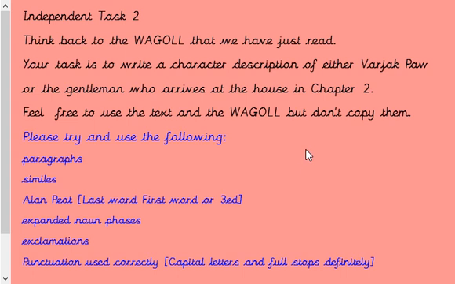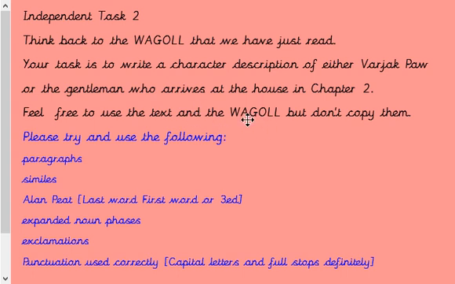Okay, the main part of this morning's lesson, I want you to think back to the Waggle that we've just read. If you're in school, you've got a copy in front of you. If you're at home, you can pull a copy up onto the screen. Your task this morning is to write a character description of either Varjak Paw or the gentleman who arrives at the house in chapter 2. Personally, I would be thinking more about Varjak Paw, but if you want to stretch yourself, you could go for the gentleman. I've said here, feel free to use the text, so you can use the book, use the chapter, or the chapters so far to help you if you want to.